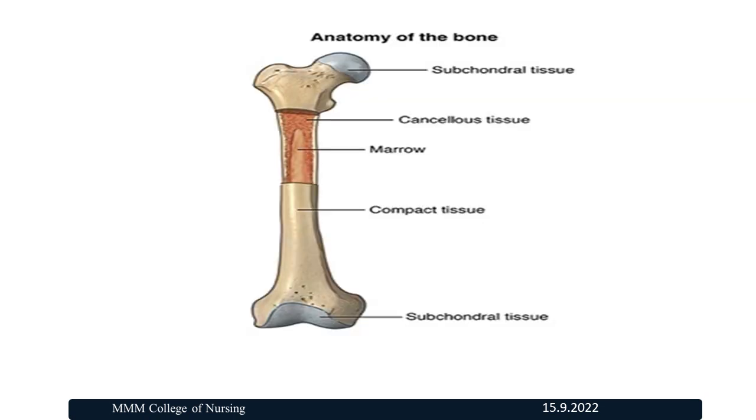This is the anatomy of the bone, which has the subchondral tissue, cancellous tissue, marrow and compact tissue.